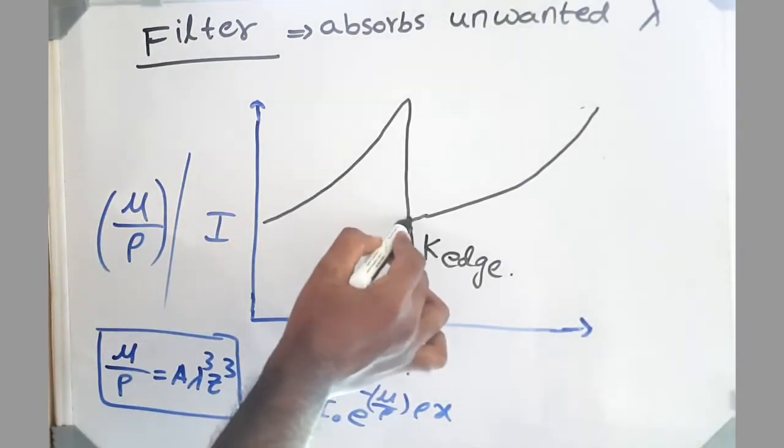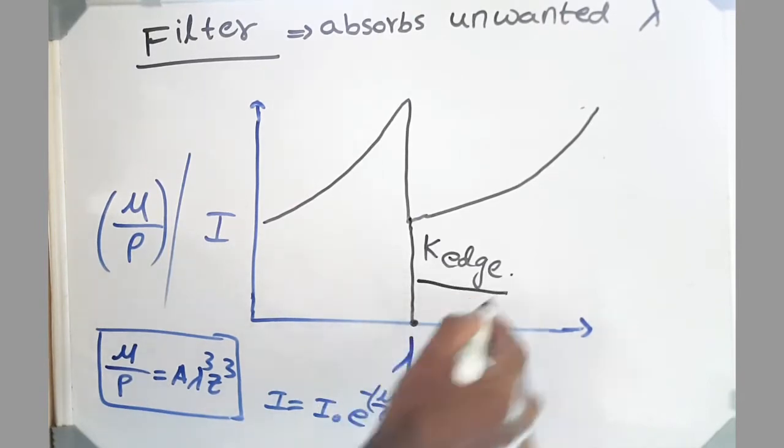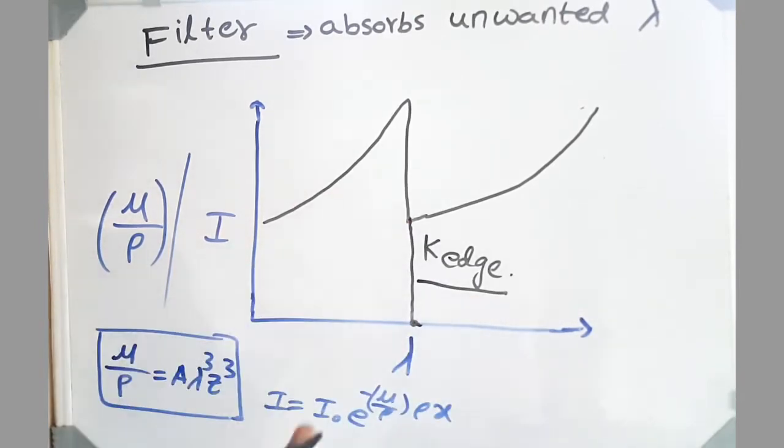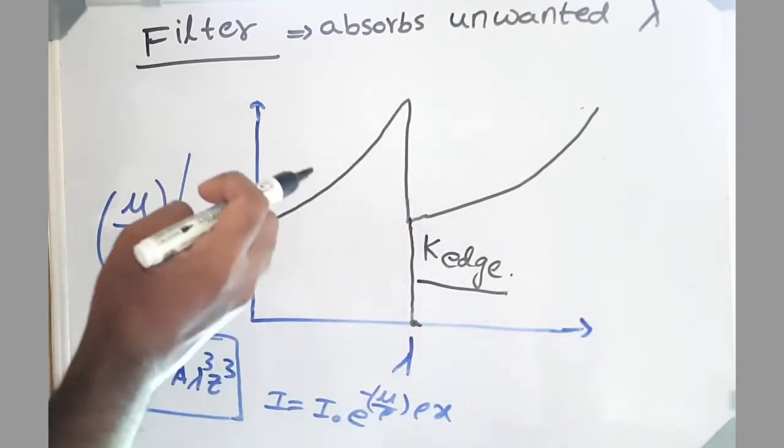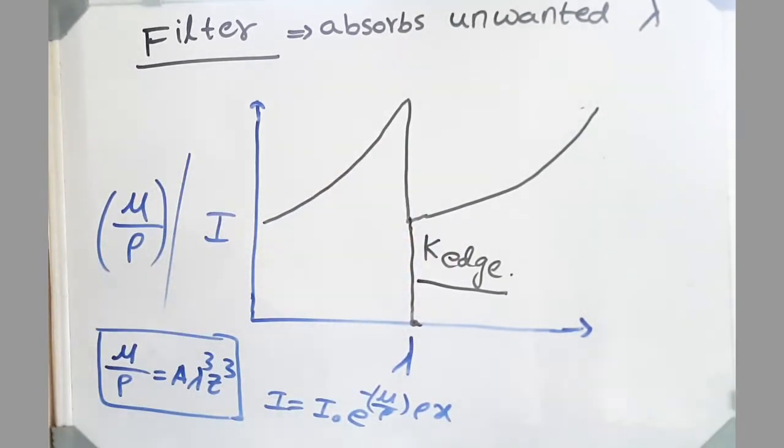This sharp increase at a certain lambda is called the K edge, and it occurs because this energy is sufficient to knock off an electron from the K shell. In this sharp rise, all the energy that is absorbed is being utilized to knock off the electron. So this is called the K edge.